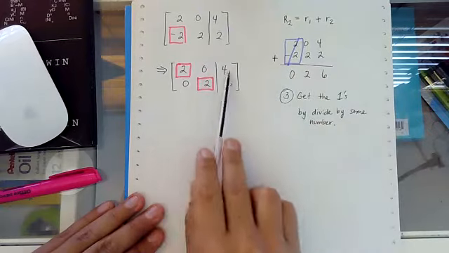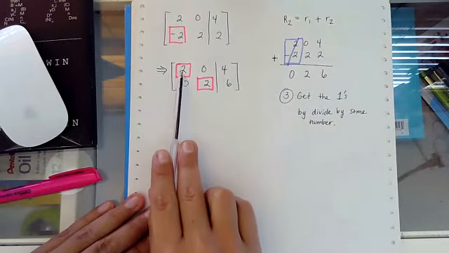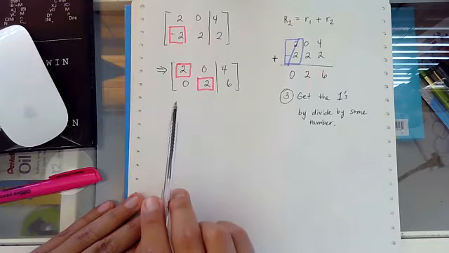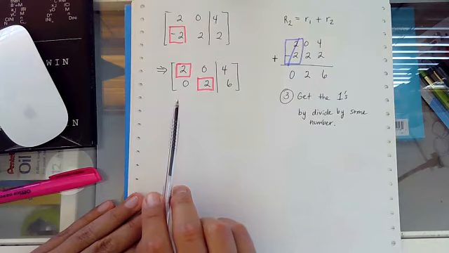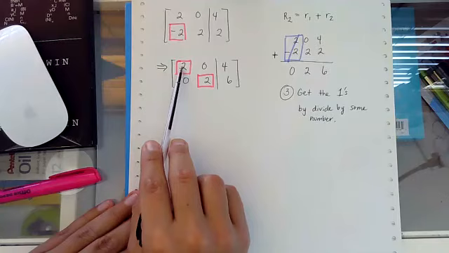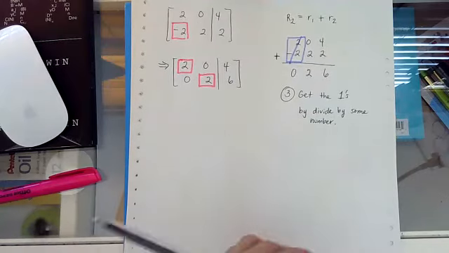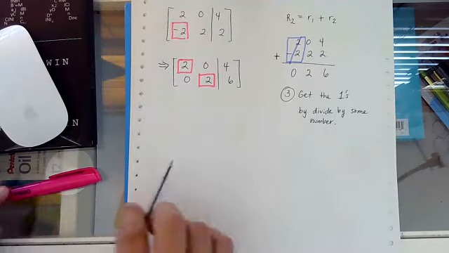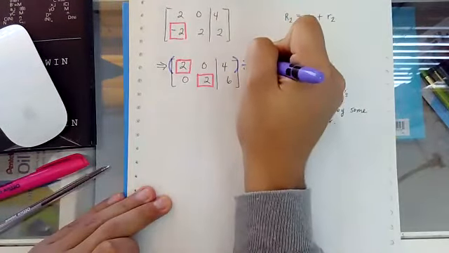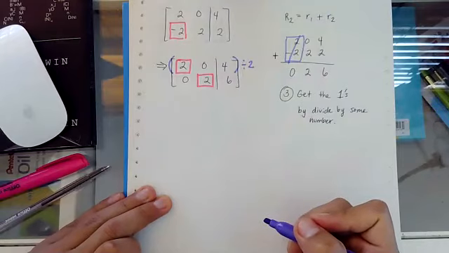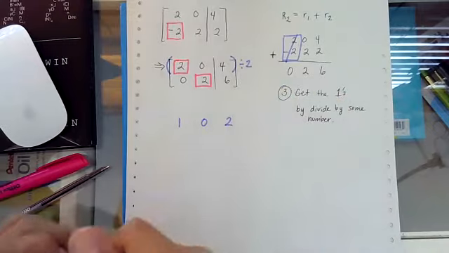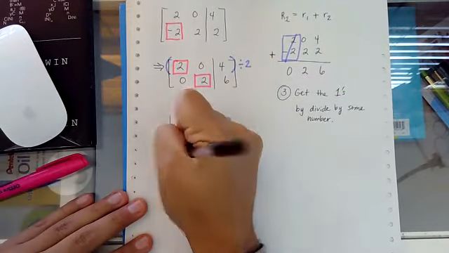Well, if I want to turn this first row to have this first position be a 1, what number do I have to divide this by? Two, 1/2 or 2. Yeah, I could multiply it by 1/2. I can multiply this first row by 1/2, or I could divide it by 2, however you want to look at it. So just for simplicity's sake, let's say I'm going to take this row and divide it by 2. Well, then I would have 1, 0, and 2 for that first row.